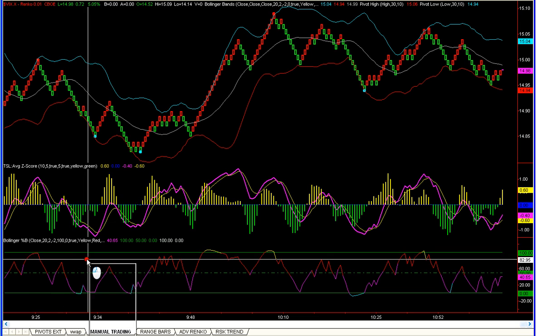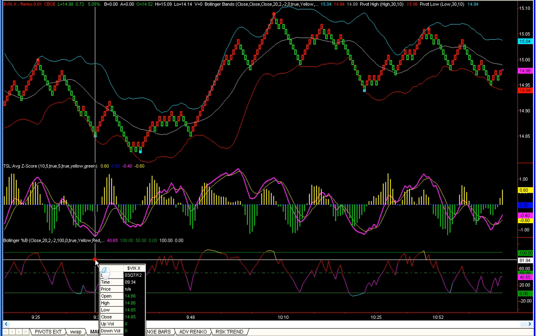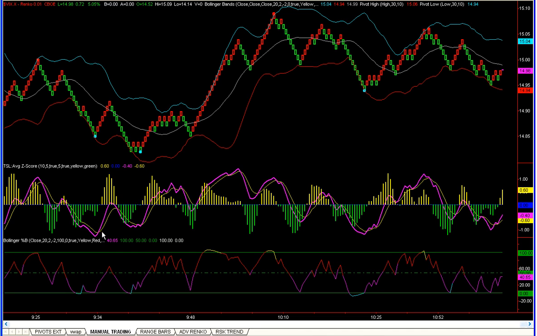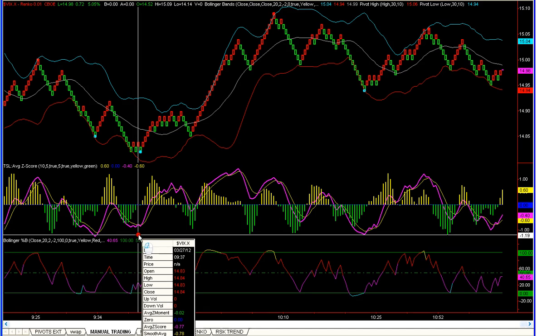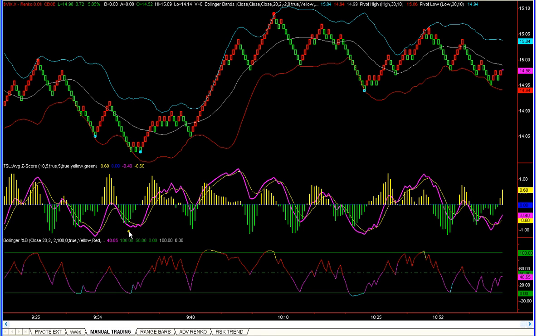You could expect, as it moved down here, just beyond one standard deviation below the zero line, you got a divergence in here at 937. You're into the lower Bollingers. You've got a divergence situation here.